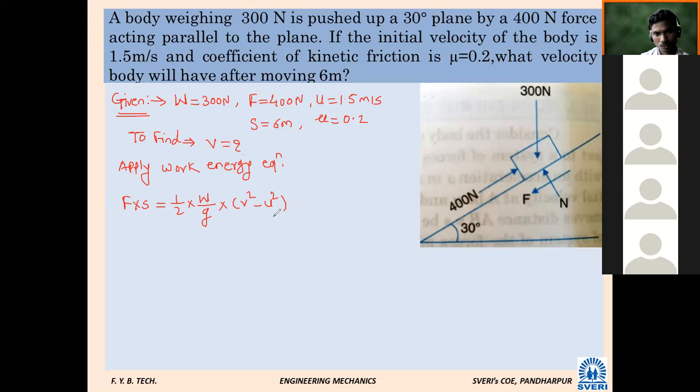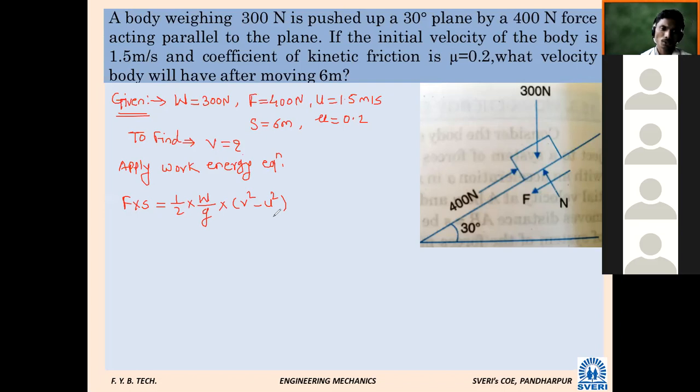Force is also given, 400 Newton. All things are there. F into S by 2. So is it possible? That's why it is given to me.